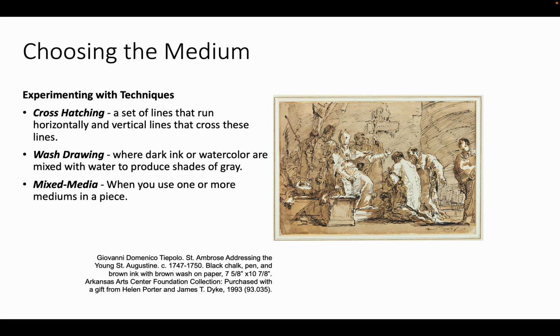So we've got an example here of cross-hatching and wash drawing. This would be referred to as a mixed media piece. The cross-hatching is done on top of the wash drawing that is ultimately probably a walnut ink. Brown ink in the Renaissance, the late Renaissance, is generally derived from walnuts.